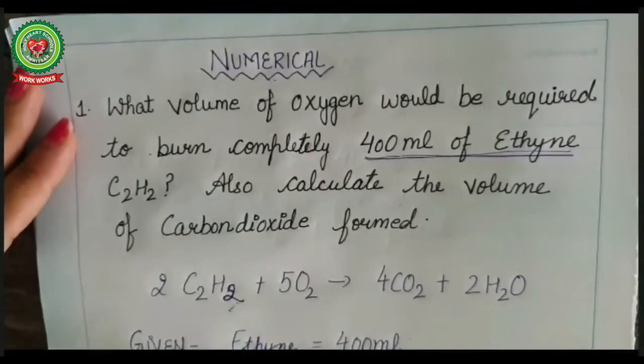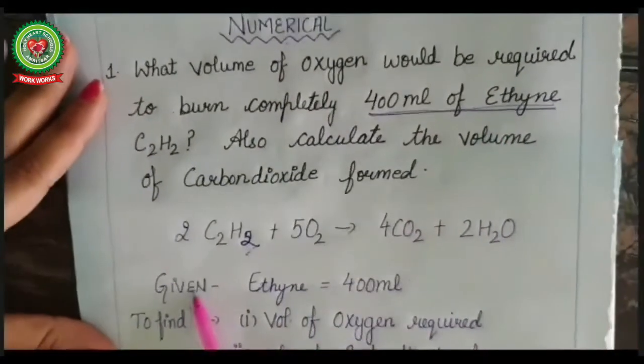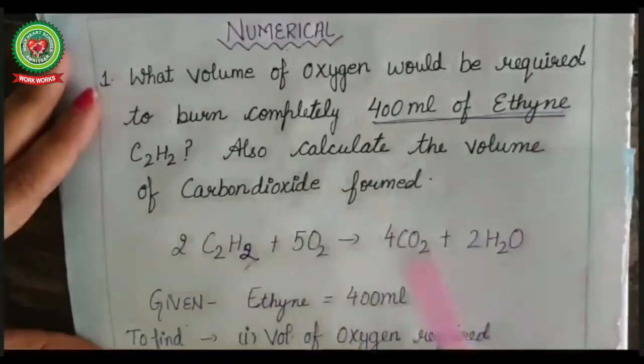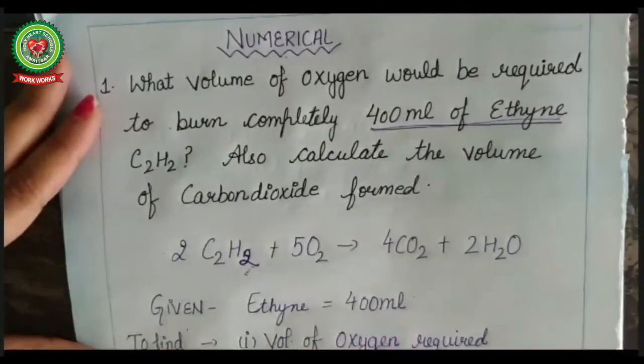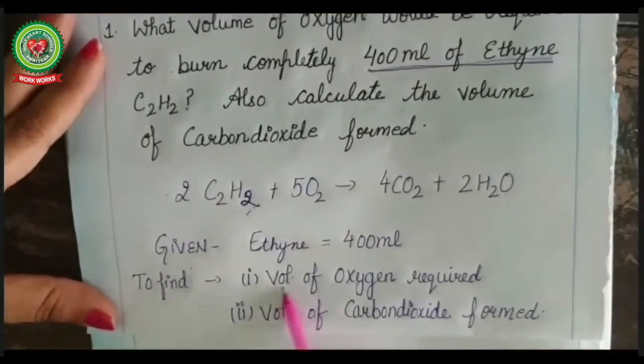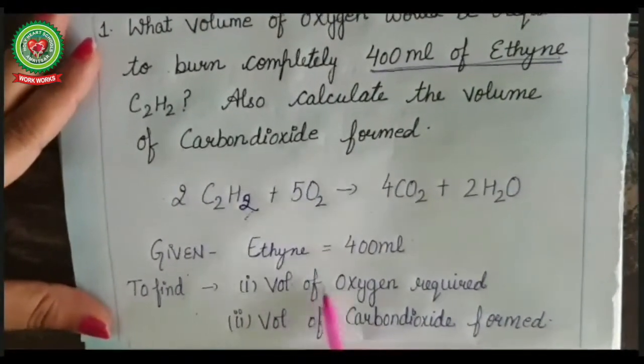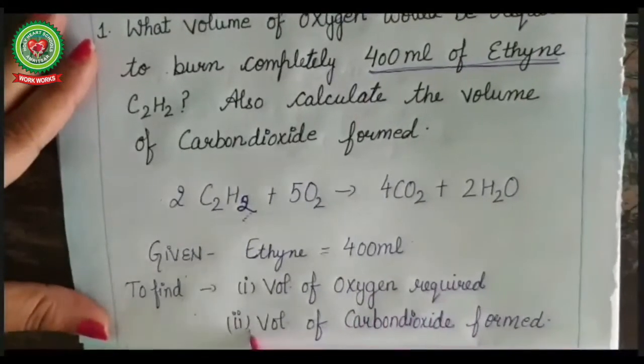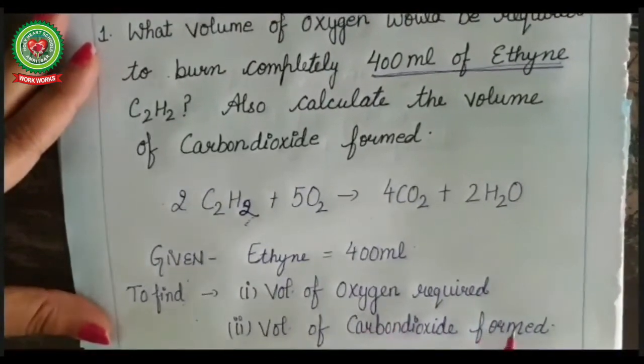So first step, we will write what is given in the numerical. So ethyne, that is 400 ml. And next step, we are going to write what is to be found. So here we have to calculate the volume of oxygen required and the volume of carbon dioxide formed.